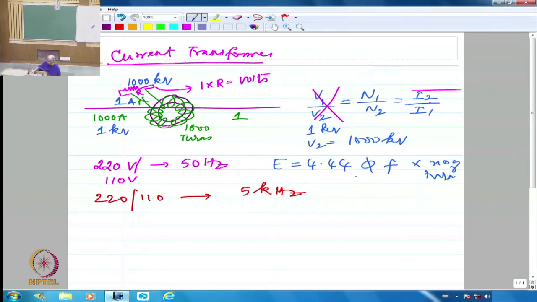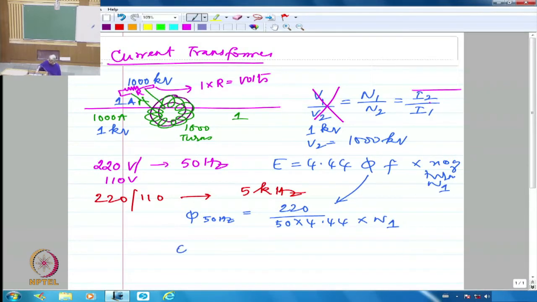Right? Now if I look at the flux in the first case, phi corresponding to 50 hertz will be 220 divided by 50, 4.44 and the number of turns. Let me call this N1. Whereas phi corresponding to 5 kilohertz will be 220 divided by 5000 multiplied by 4.44 multiplied by N1.